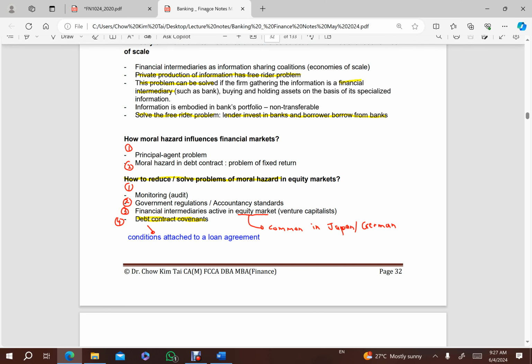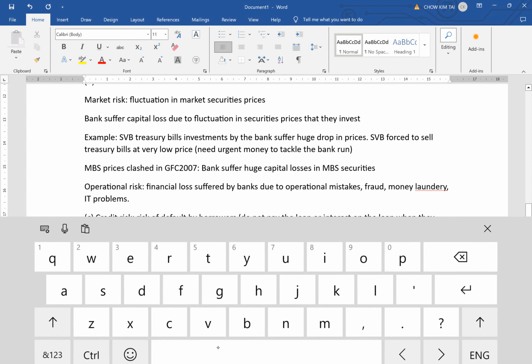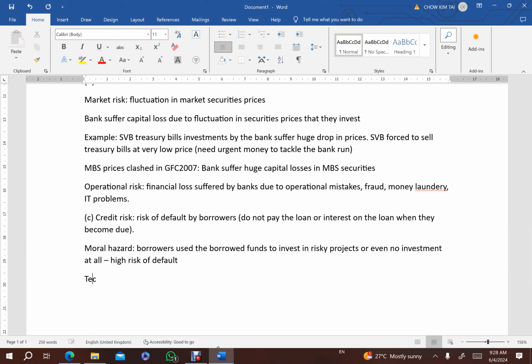Monitor the borrower's activities. Yeah, okay, after you lend the money, you must check what they are doing, right? Debt covenants, yes, debt covenants, built-in covenants in the contract. Techniques to monitoring. Okay, you have to do your audit. You have to check.